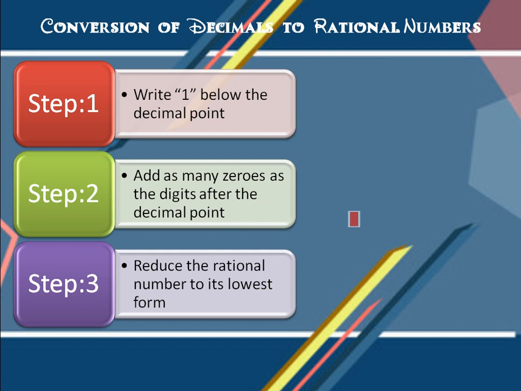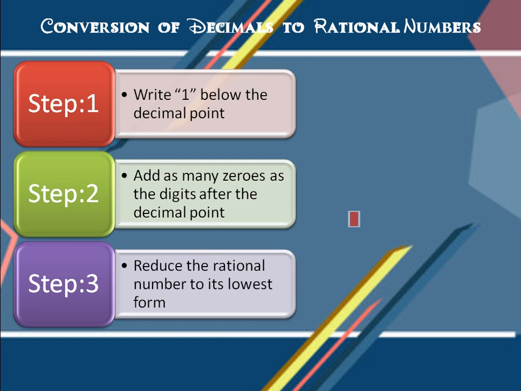Step 1. Write 1 below the decimal point. Step 2. Add as many zeros as the digits after the decimal point. Step 3. Reduce the rational number to its lowest form. Again, repeat them with me. Step 1. Write 1 below the decimal point.